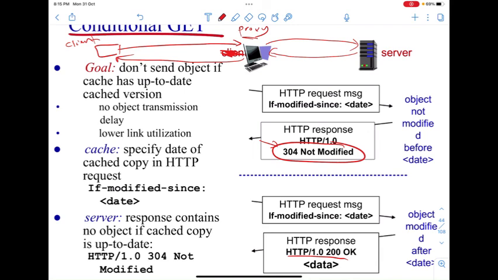Now the advantage here is that if the object is up to date, the server is not going to respond with the object. It's just going to respond with 304 Not Modified, which is not going to take as much time as when the server sends the object. The time will be less, because sending a short response takes less time than sending the whole object back to the proxy server.